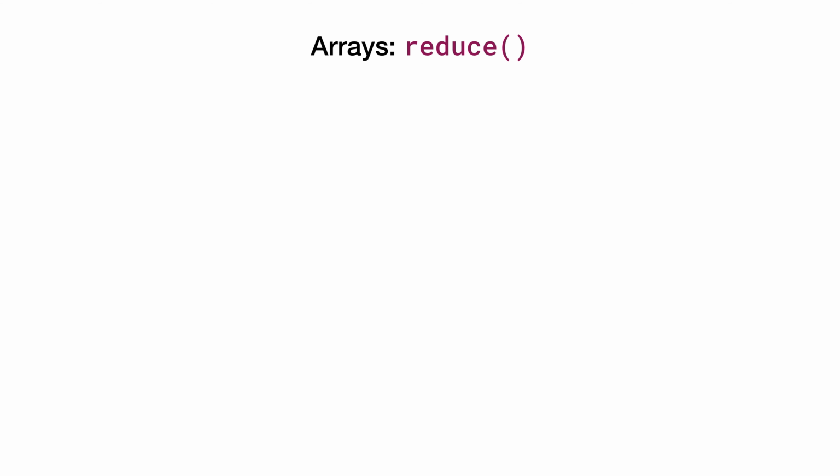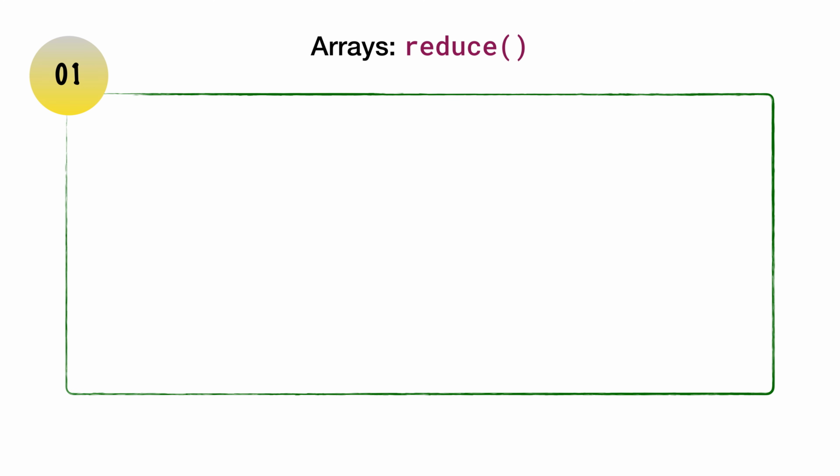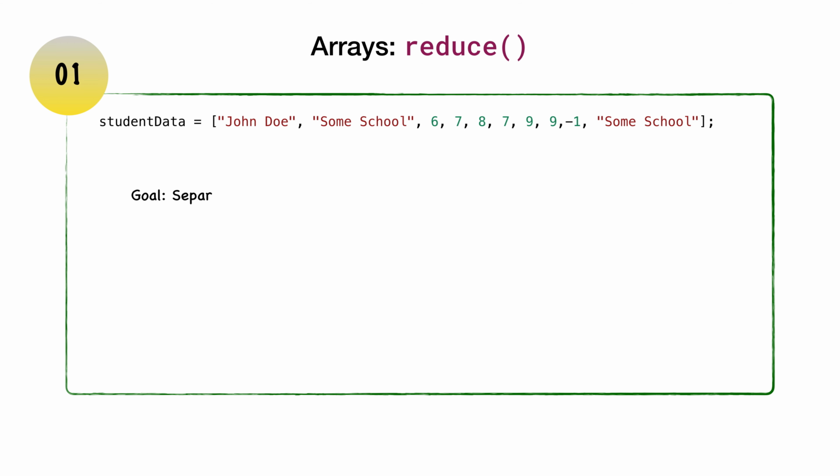So let's start. Let's go through the first problem. We have an array, student data, which contains strings and numbers together. Now our goal is to separate out these numbers into a new array so that we can perform some mathematical operations on it. And this is what our result should look like.